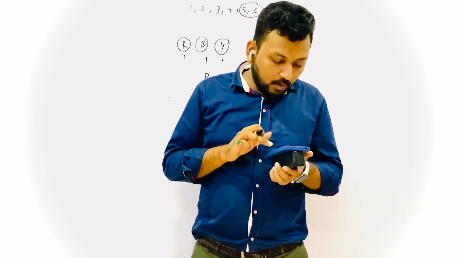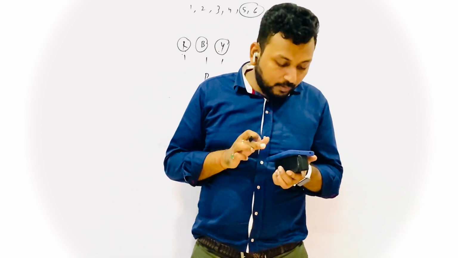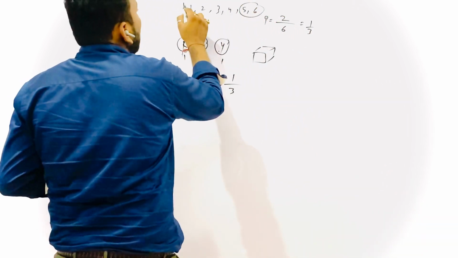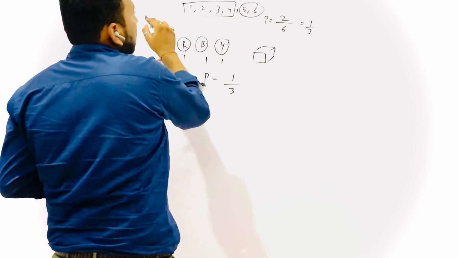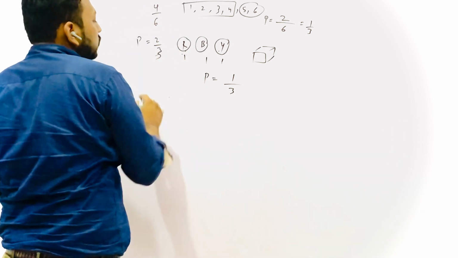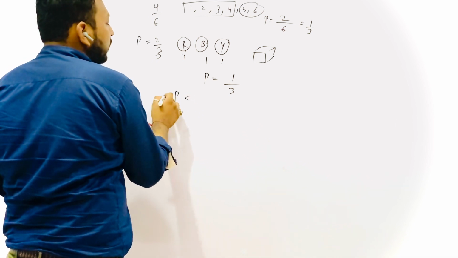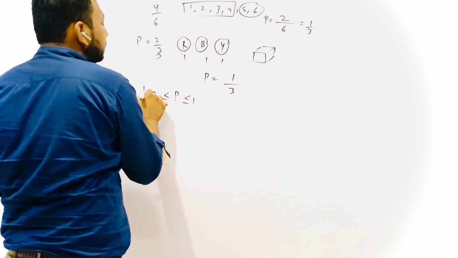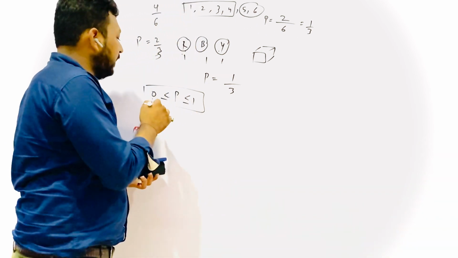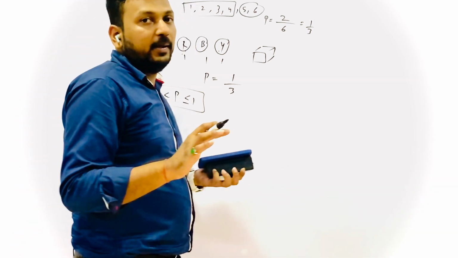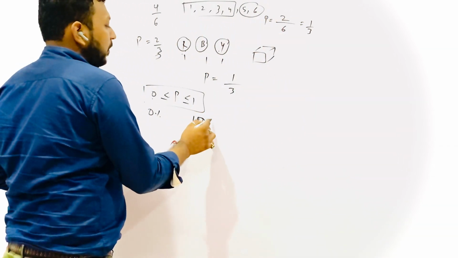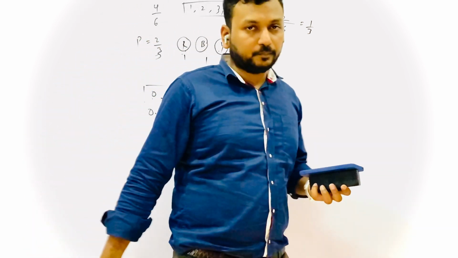And the next one is probability of getting a number less than or equal to 4. Less than or equal to 4, how many cases are there? 4 cases. So 4 upon 6, that is 2 by 3 is the probability. See, probability will always vary from 0 to 1. It can never go beyond that. 0 means it is 0% probability, that means the event will never happen. 1 means 100% probability, that event will definitely happen. Got it?